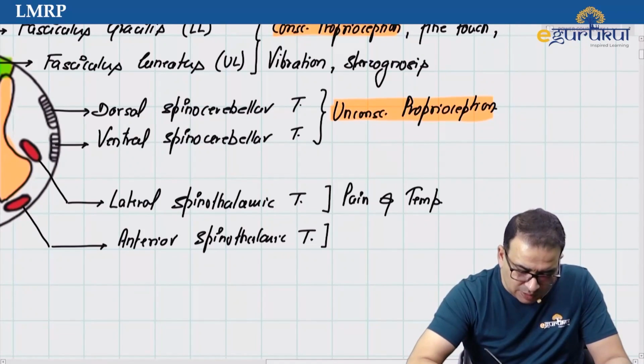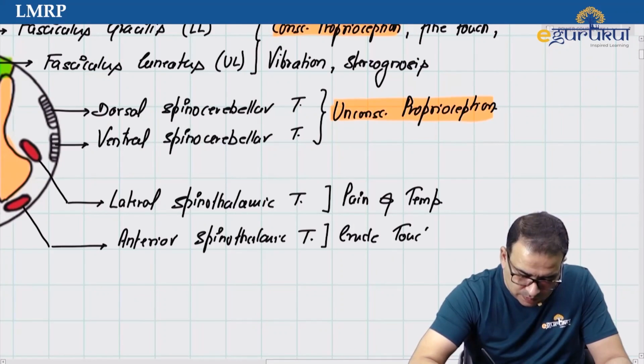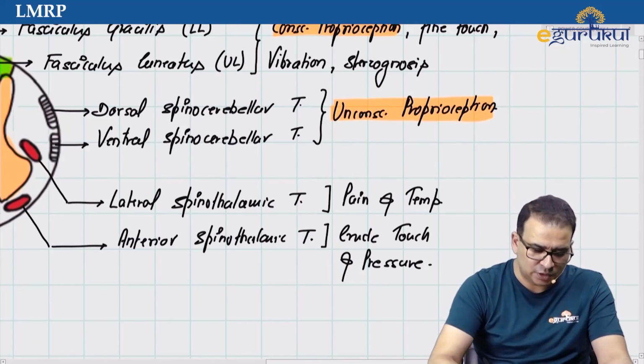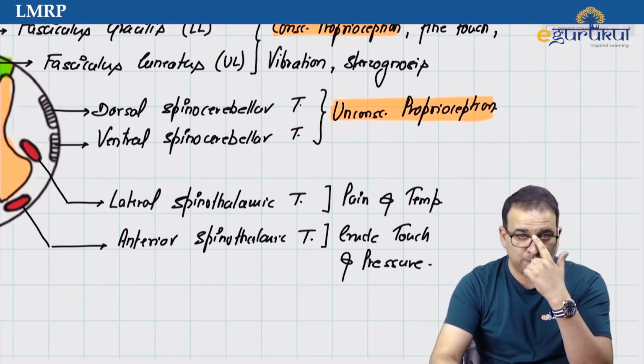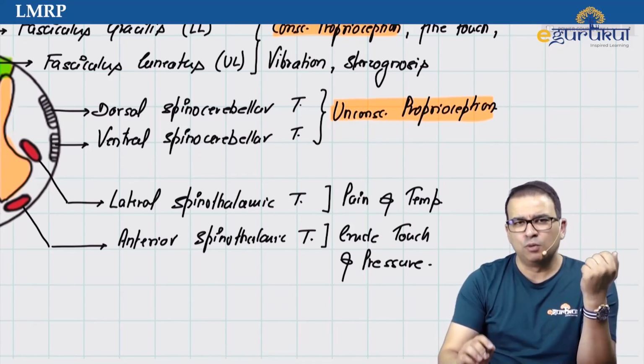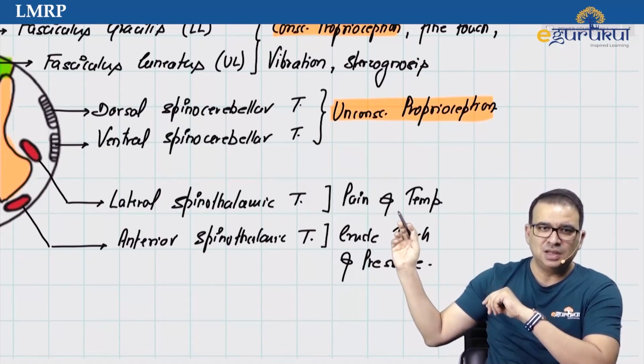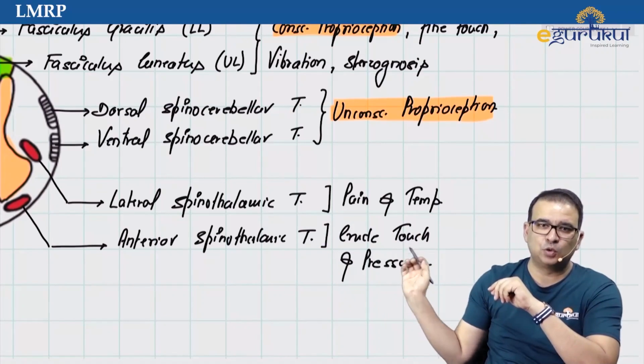The anterior spinothalamic tract is responsible for crude touch and pressure. So both spinothalamic tracts collectively are for pain, temperature, crude touch and pressure. More precisely, the lateral is for pain and temperature, and the anterior spinothalamic tract is for crude touch and pressure.